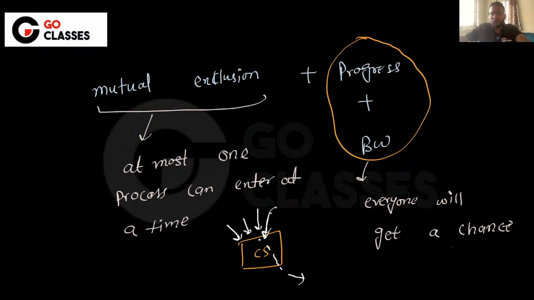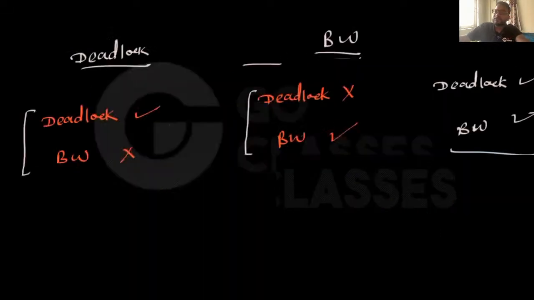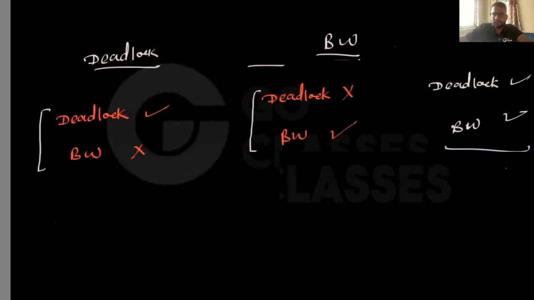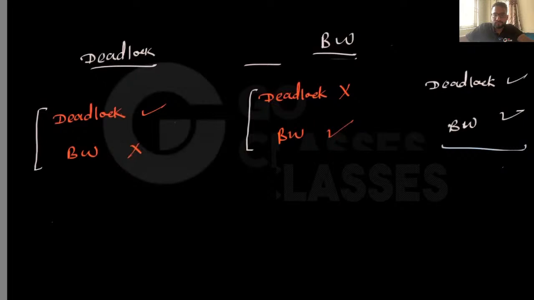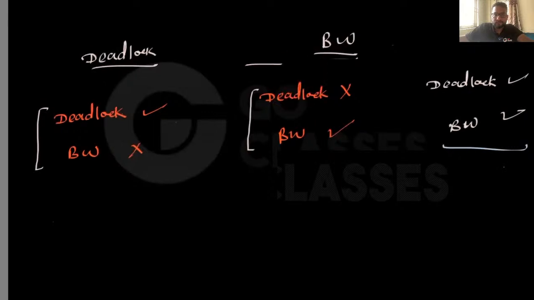Okay. Now let's move further. Let's see the relationship between deadlock and bounded waiting, which means: can there be a case where deadlock is there but bounded waiting is not there? Can there be a case when deadlock is not there and bounded waiting is there? Can there be a case when deadlock is there and bounded waiting is also there? Let's see these three things. So let me know if my slides are visible, right? I hope it is visible. Just a second.